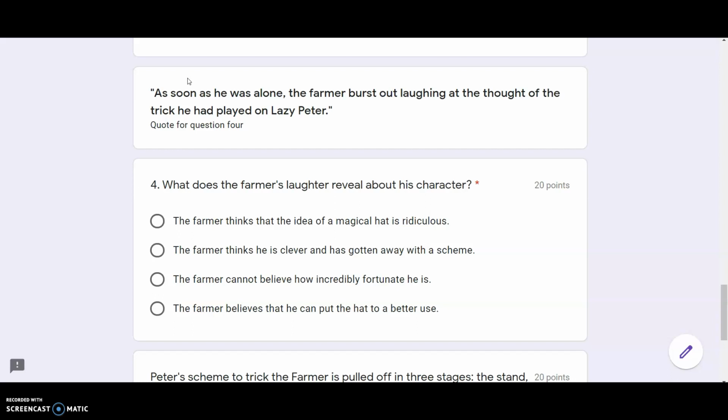A, the farmer thinks that the idea of a magical hat is ridiculous. Well, the farmer actually bought the hat, so that wouldn't prove that he thought the idea was ridiculous. B, the farmer thinks he is clever and has gotten away with a scheme or a trick. C, the farmer cannot believe how incredibly fortunate he is, or lucky. Or D, the farmer believes that he can put the hat to a better use. Go ahead and pause the video and answer this question.